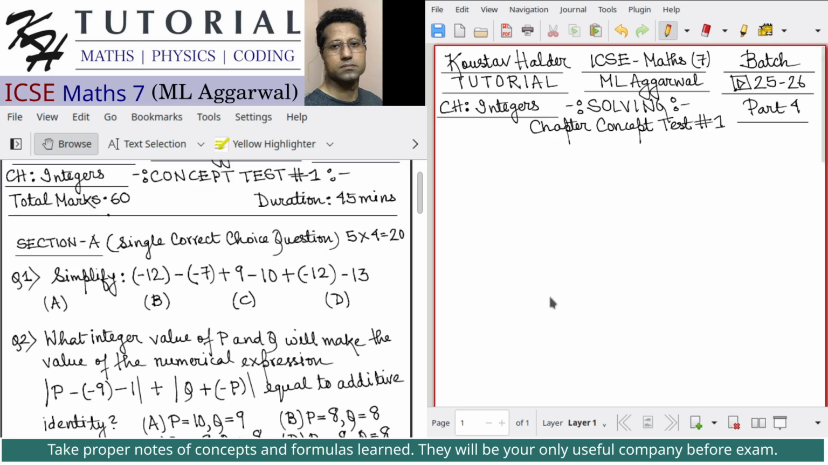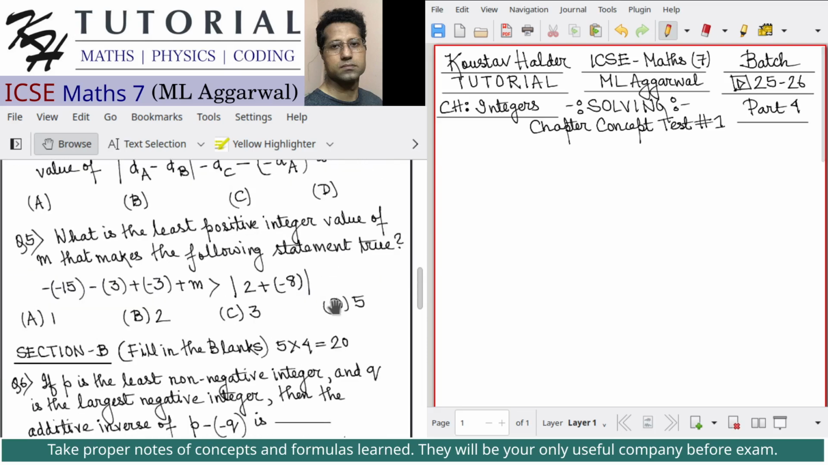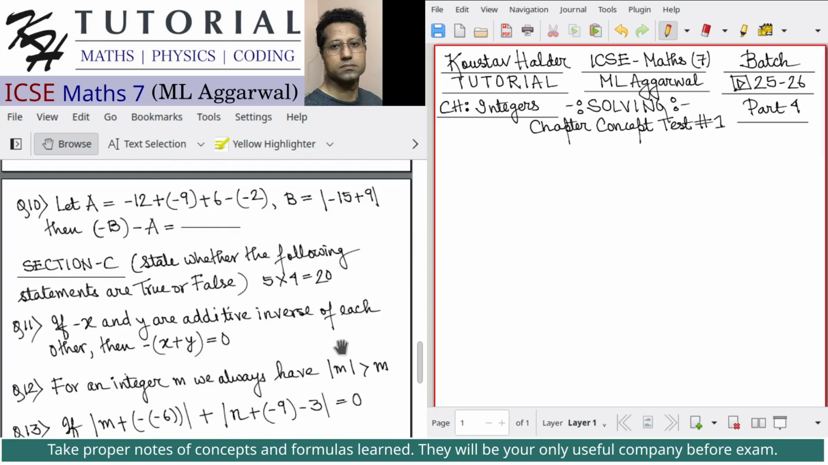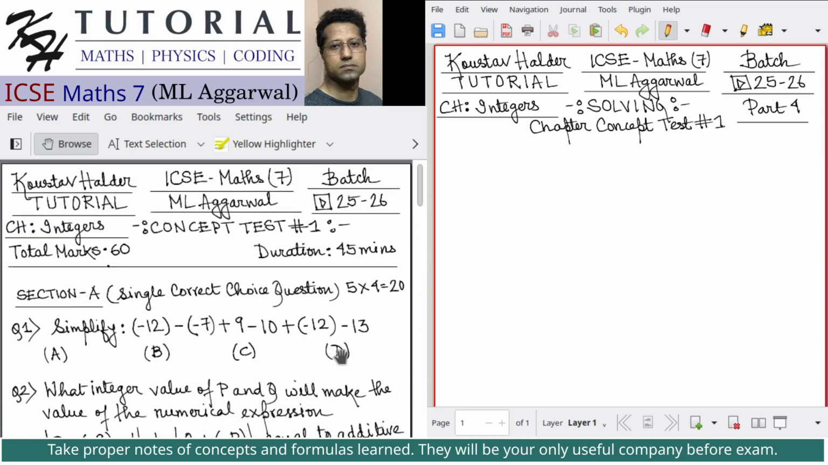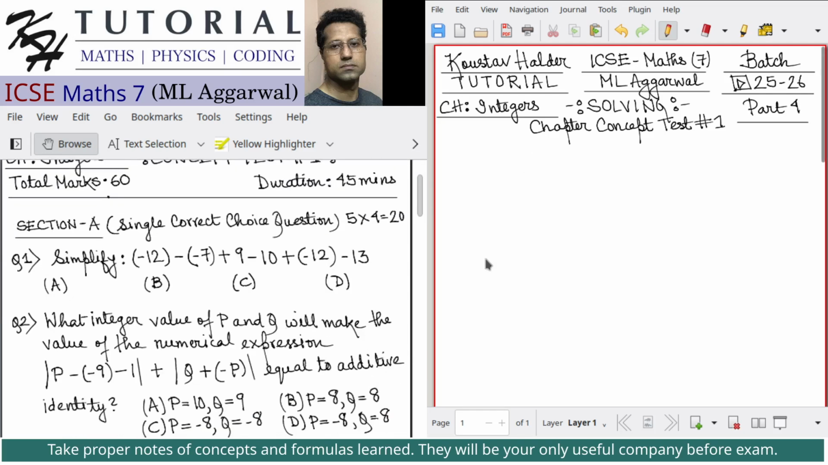Okay, so let's start solving the problem. As you can see, there are 3 sections, section A, B and C. All the sections have 5 questions. Section A are all single correct choice questions, section B are all fill in the blanks questions, and section C are all true and false statements. Okay, let's start solving the problems.